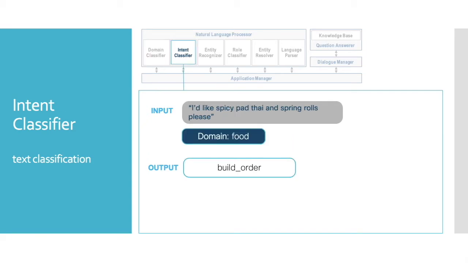Next, we have an intent classifier, which further specifies this query based on the action that the user is trying to take or the task that they're trying to complete. For example, in the query, I'd like spicy pad thai and spring rolls, please. We know the domain is food, but the intent classifier can further specify this as a build order intent.